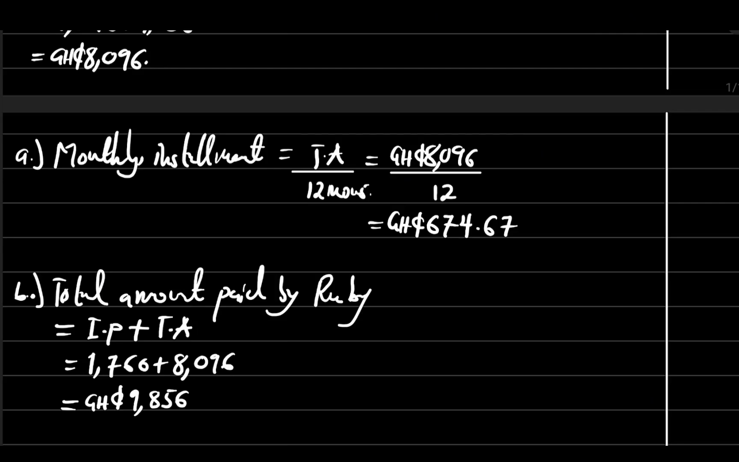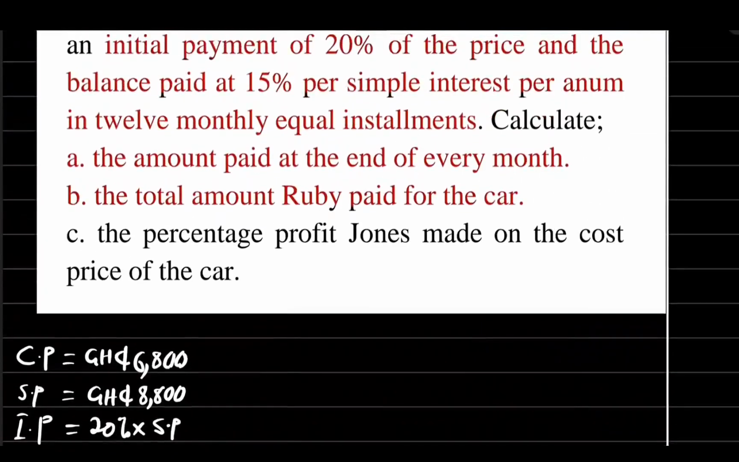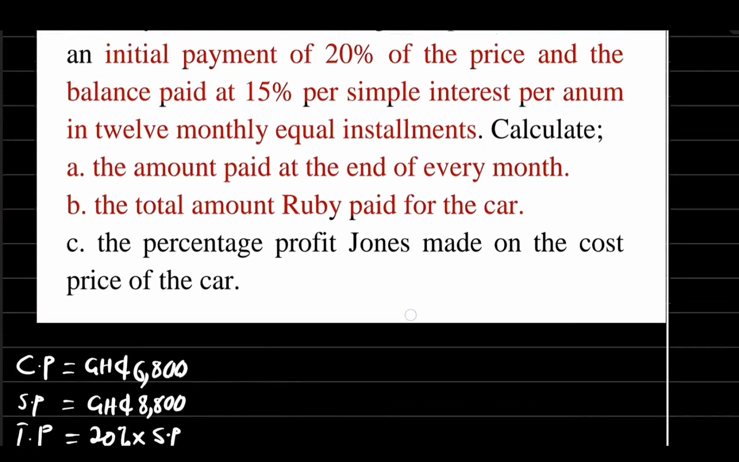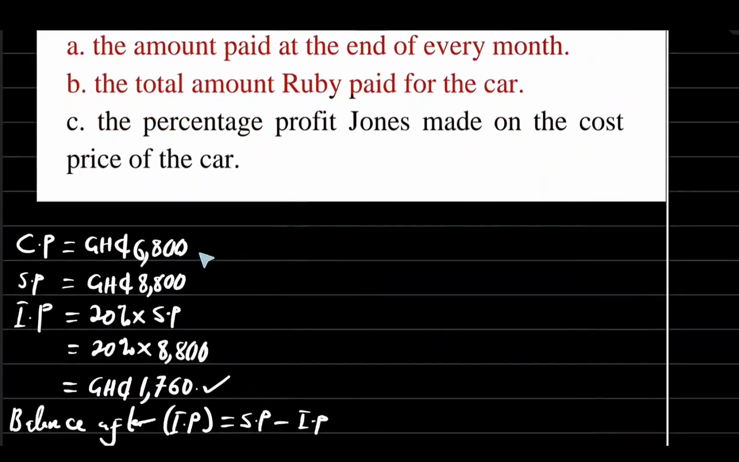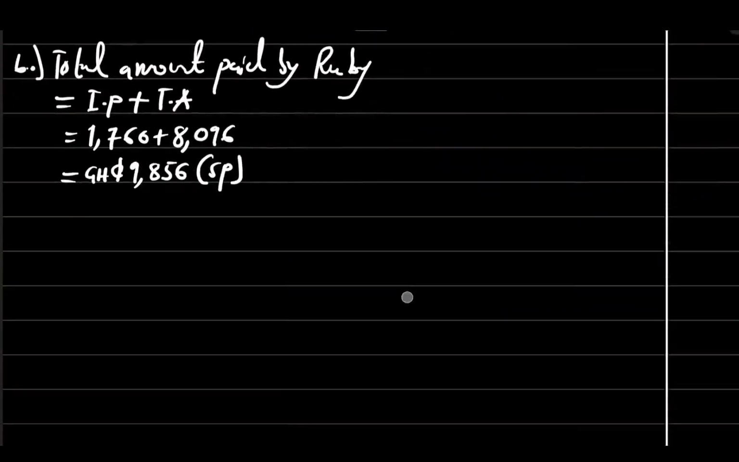And this total amount represents the cost to Ruby, which will be the selling price that will be received by Jones for the car. So let's take note of that. So the cost to Ruby will be the sales for Jones in this arrangement. Then the last aspect here is the percentage profit John made on the cost price of the car. So we know that the cost price of the car was given as what? 6,800. So what will be the percentage profit based on this value?